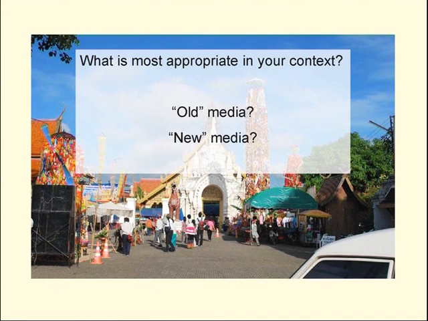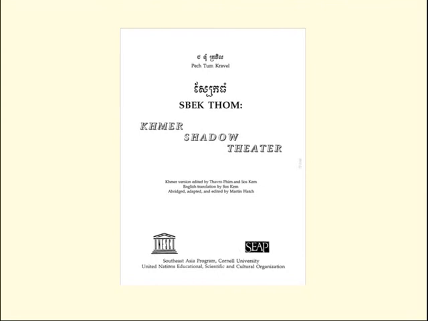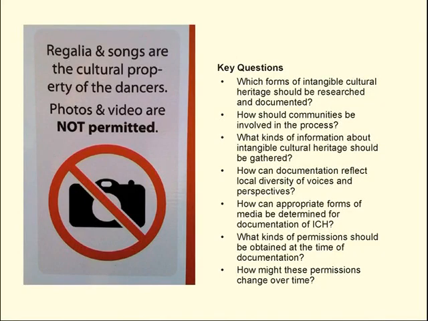So I'm using examples from my research as a way to raise the issues to think about, but I think you should just take them as examples that allow you to think about the process. And then when you go back to your home communities, you're going to find for yourself what is most appropriate where you work. This is just a quick example. Here's a text-based documentation that documents the Khmer Shadow Theater, the Spectrum. So this is just an image to show you an example of an ICH documentation that is text-based.